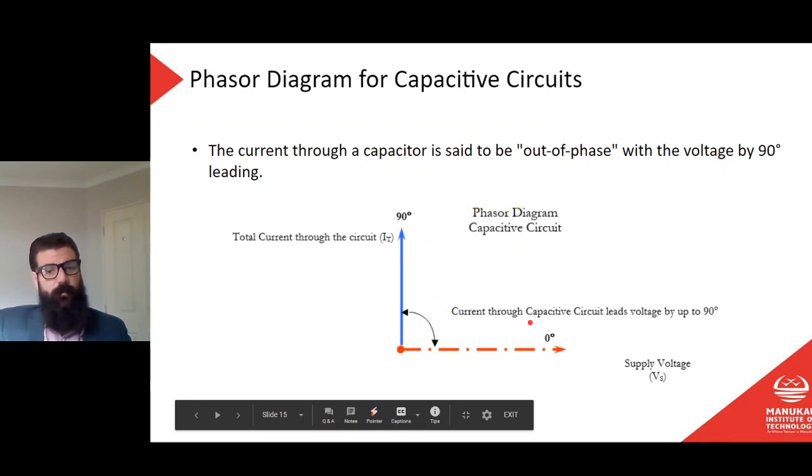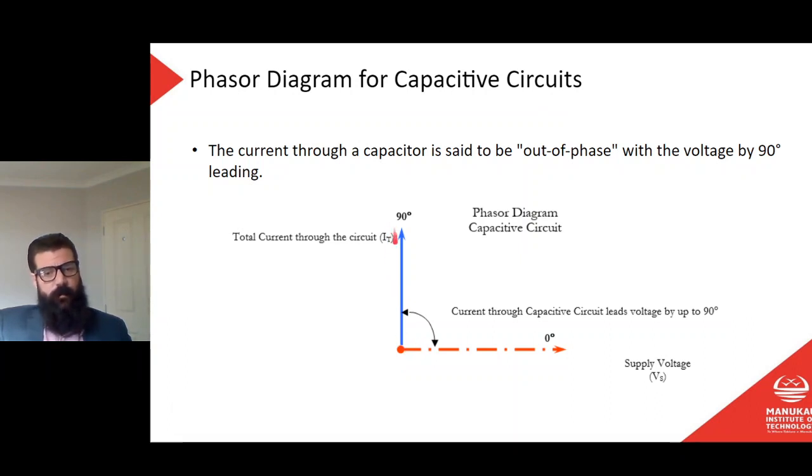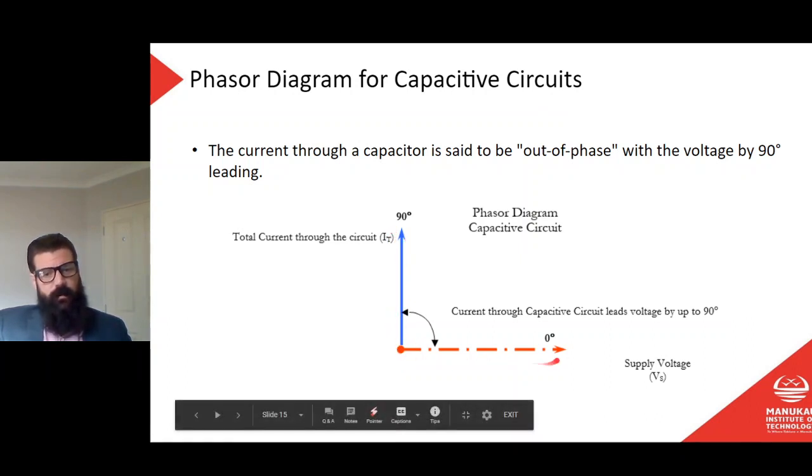In a capacitive circuit, we have the same, but it's the opposite way around. So now our voltage is on the zero and the current is leading. Current is leading the voltage. So current is going straight up and down. Voltage is on the zero. Current is ahead of the voltage, or voltage is behind current.